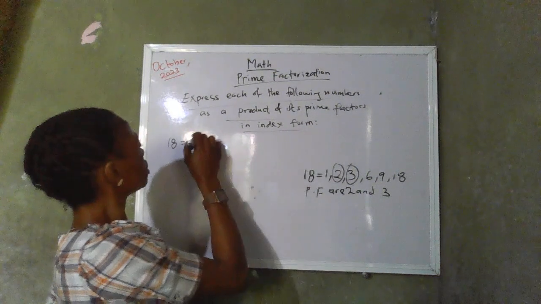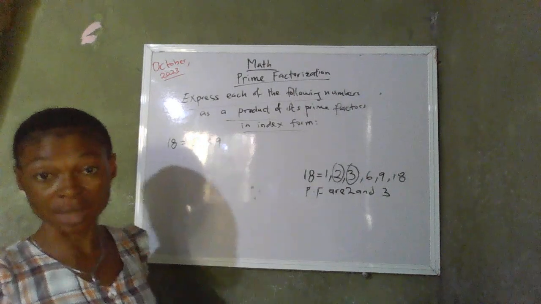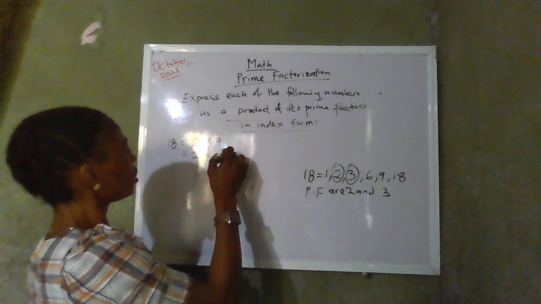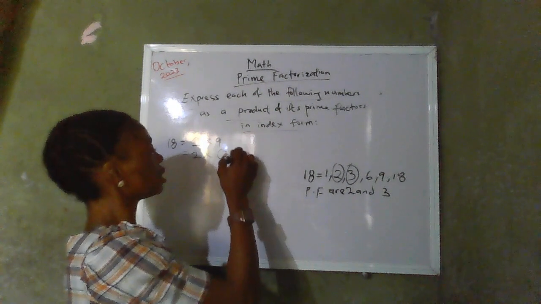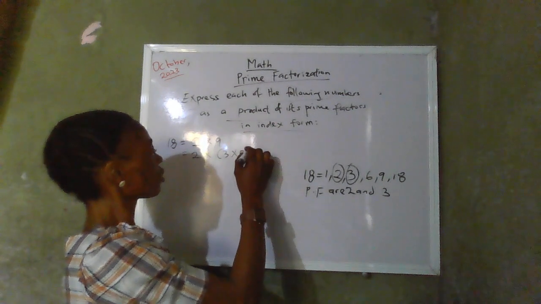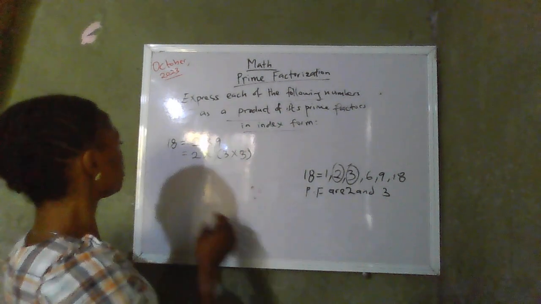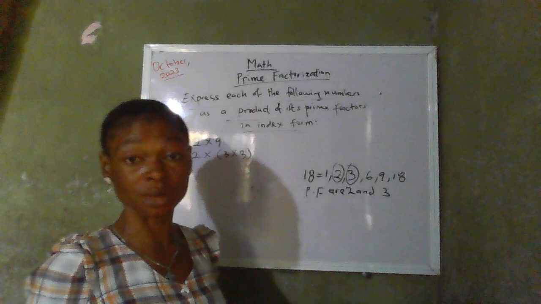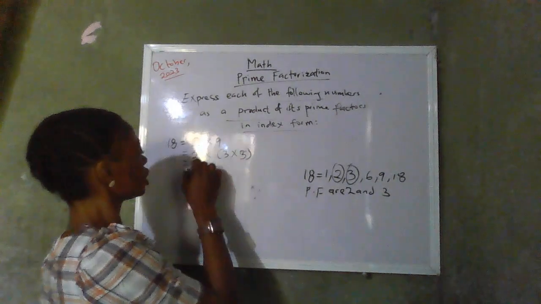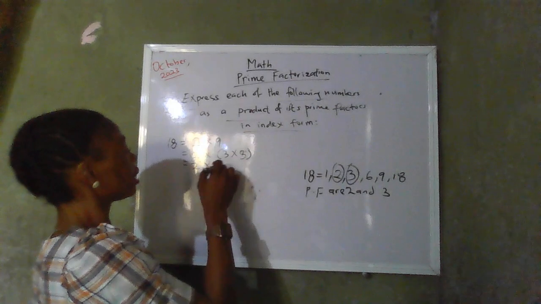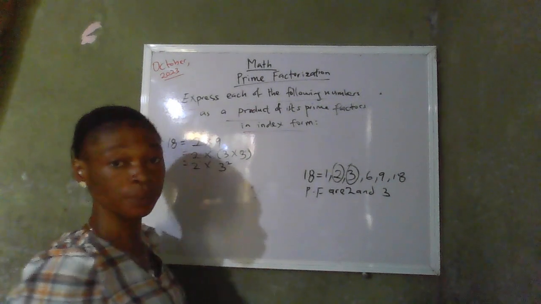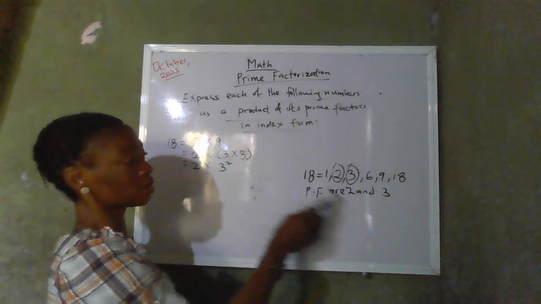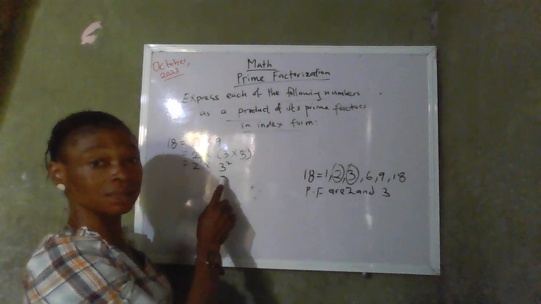Let's take 2 multiplied by 9 gives us 18. In index form, let's see. We have 2 multiplied by, here we break down 9 to 3 multiplied by 3. Therefore, expressing 18 as a product of its prime factors in index form, we have 2 raised to power 1, multiplied by 3 raised to power 2. We have expressed 18 as a product of its prime factors in index form.